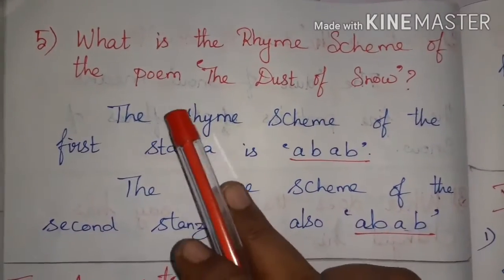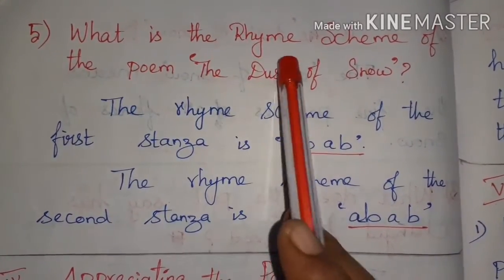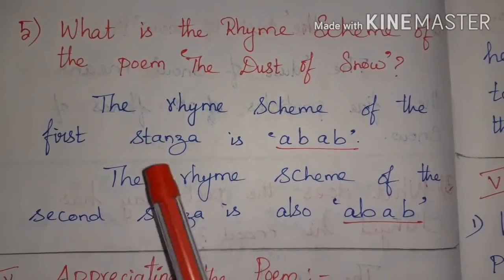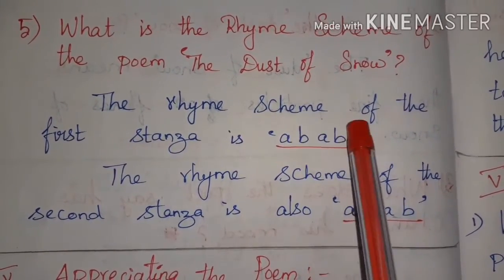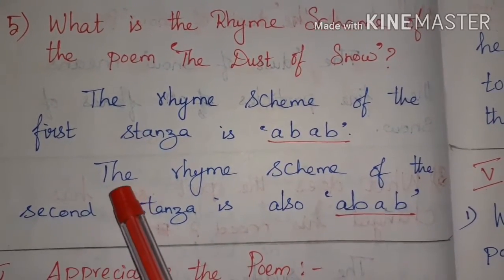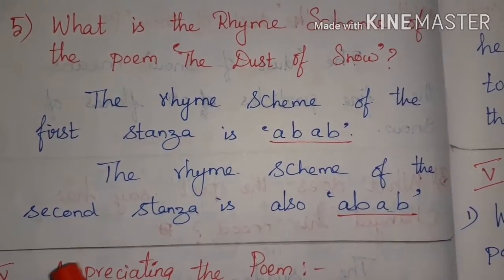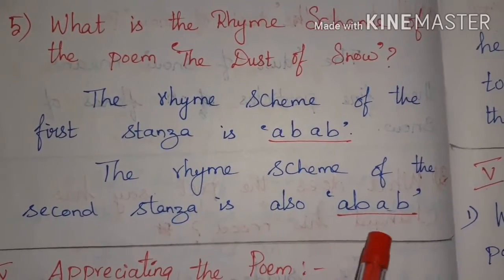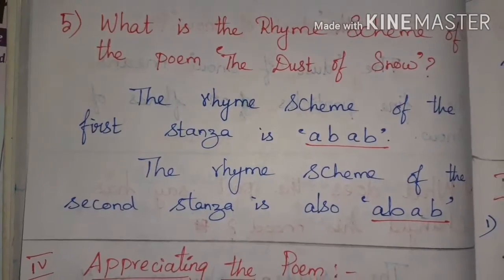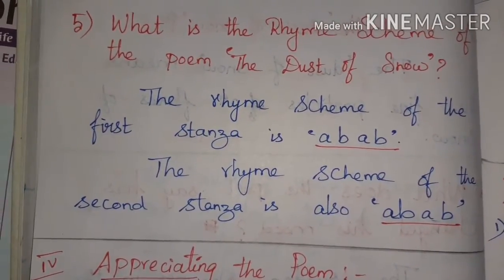Next, fifth question. What is the rhyme scheme of the poem The Dust of Snow? We have already seen the rhyme scheme, isn't it? The rhyme scheme of the first stanza is A, B, A, B. The rhyme scheme of the second stanza is also A, B, A, B. So you can write both have the same rhyme scheme. Like that also you can add one point. Okay.